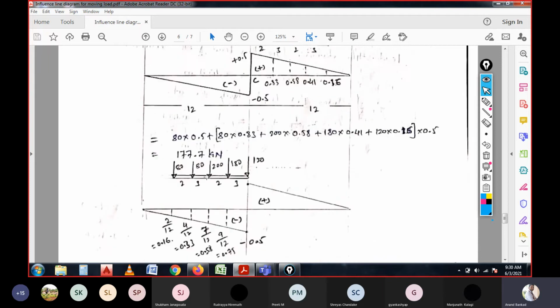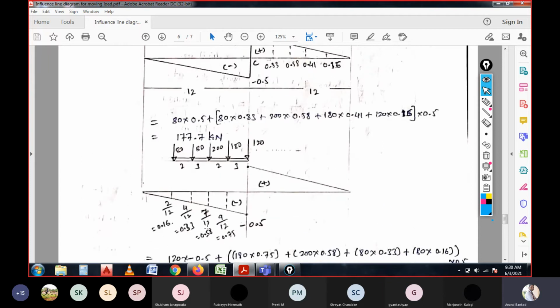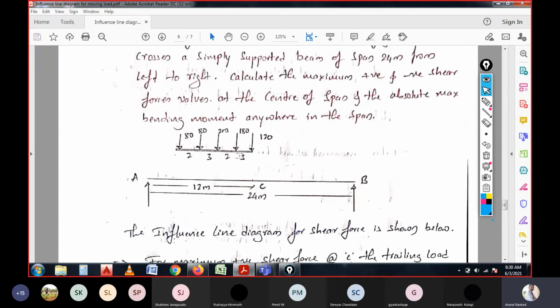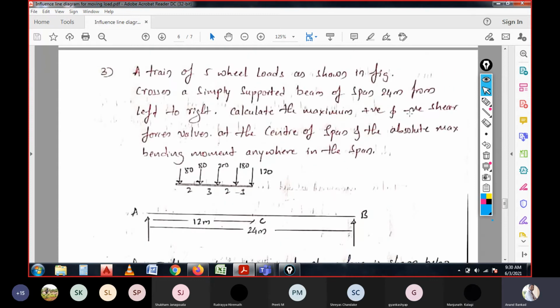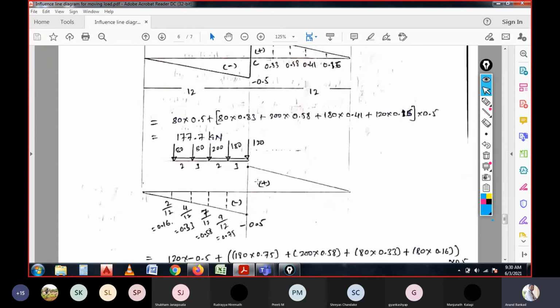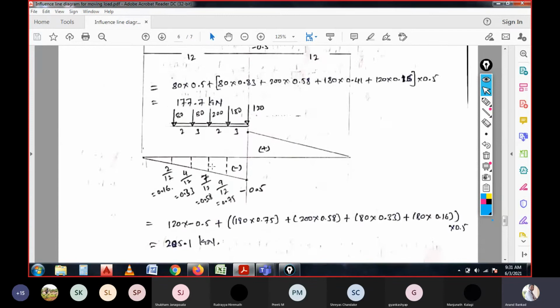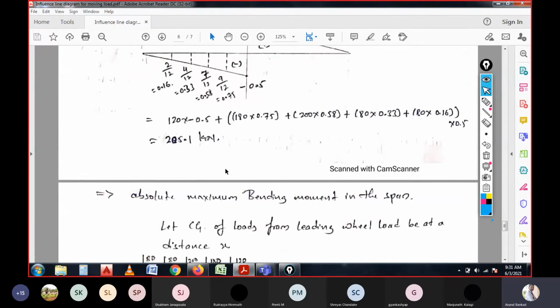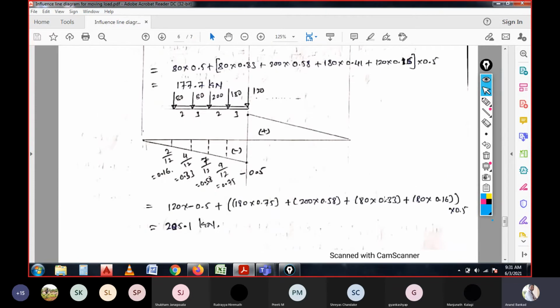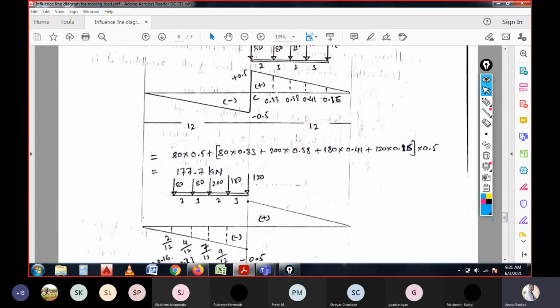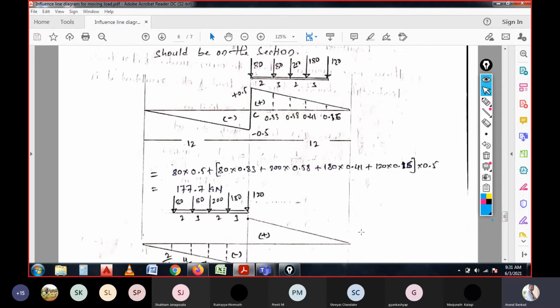So if you observe these two values, what they have asked in the question is to calculate the maximum positive and negative shear force. So after this, we can conclude that the maximum positive and negative shear forces are 177.7 and 205.1 kilonewton. That has to be written at the end of the calculation of shear force. And it is the same thing we discussed for the previous problems, only here we have calculated for the section. I hope it is clear for you.